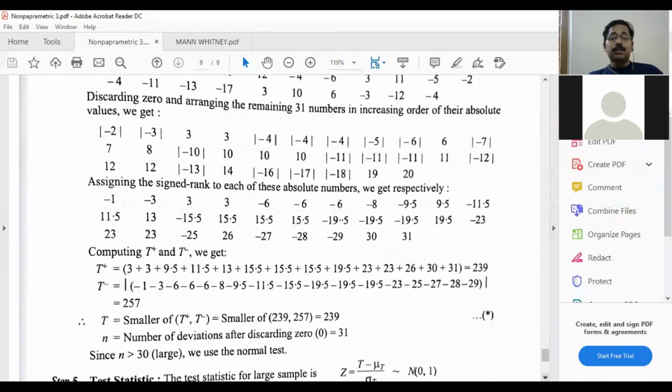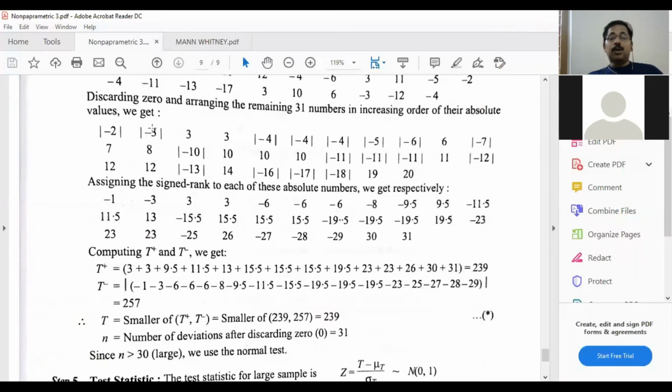Okay. So how to give the ranks? Here the least value is 2 or minus 2, minus 3, 3, etc. Okay, these are the values. Now assigning ranks to them. Okay, for the first value, that is minus 2, you consider its magnitude only. So the first value is 2. So for 2, you put a rank 1.